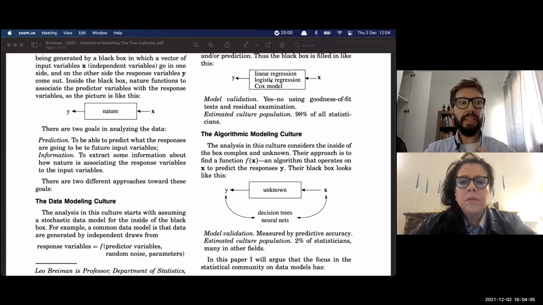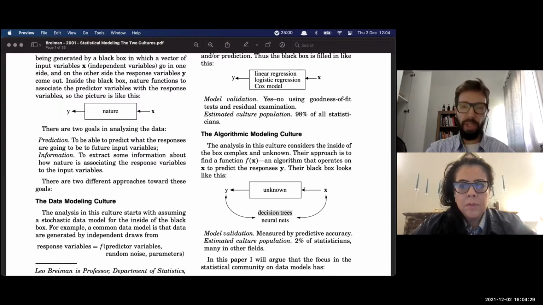And he presents a second way of thought, the algorithmic modeling culture from computer science. So this is exactly what Martin said he saw in a congress, in the event we went. Decision trees. You have your prediction variables, then you have a black box algorithm, and then you have your answers.